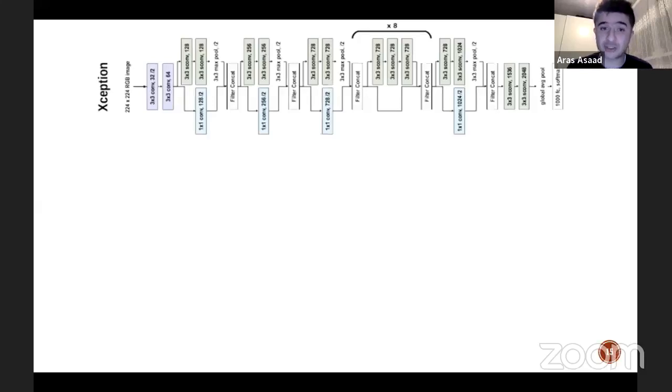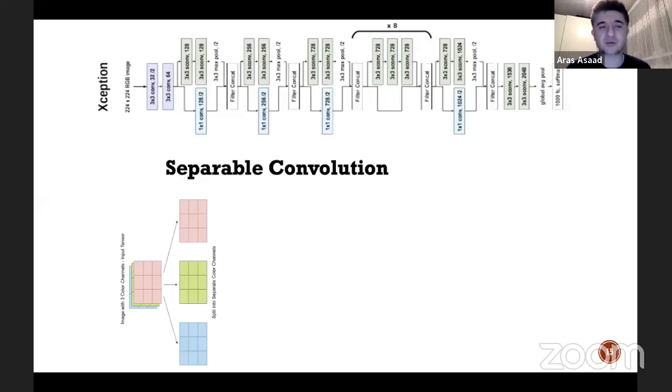Then you have Xception, again proposed by Google. And you may think, okay, what has happened? So in Xception, they have introduced two new ideas. One of them is known as separable convolutions. And what do you mean by separable convolution? Imagine that you have a colored image, and a colored image is constituted of 3 color channels, RGB, right?